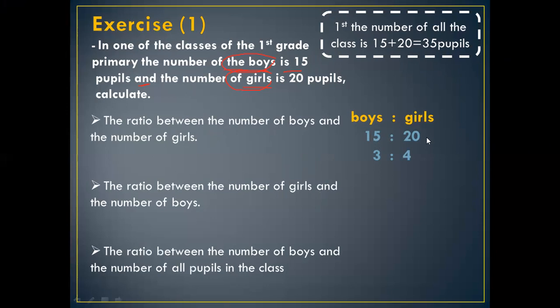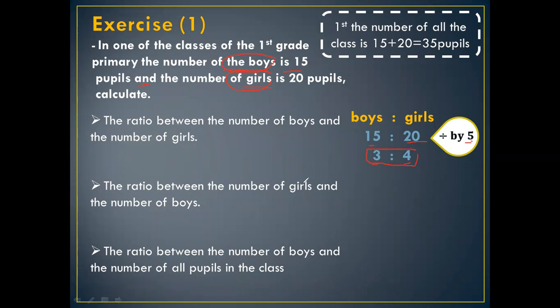Both of them are divisible by what? I have to simplify the numbers. So it's divisible by 5. Very good. So 15 divided by 5 equals 3, and 20 divided by 5 equals 4. Okay, so it's in the simplest form.